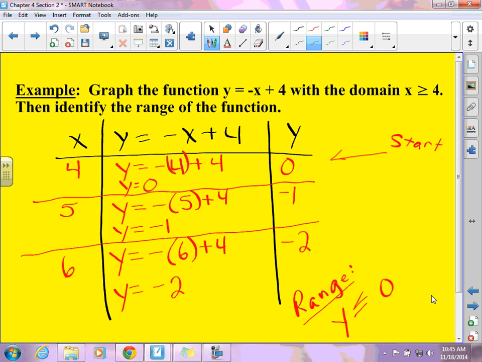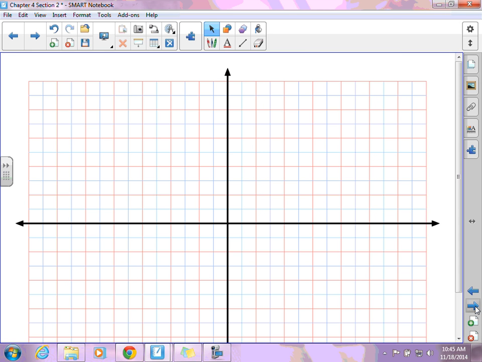All right, let's graph this. So I've got (4, 0), and I had (5, -1), and (6, -2). I'm going to start at my starting point, and I'm going to draw my ray like a blast off. Questions? Something you don't understand?